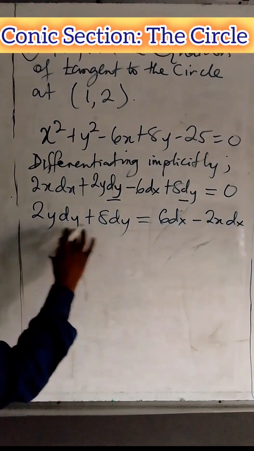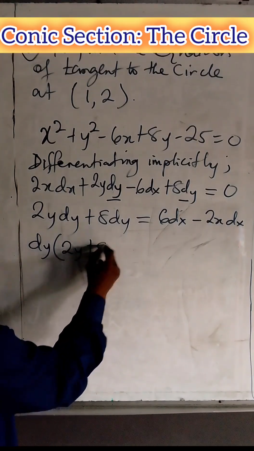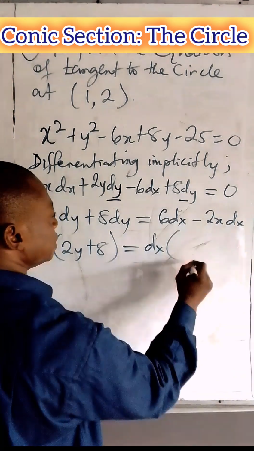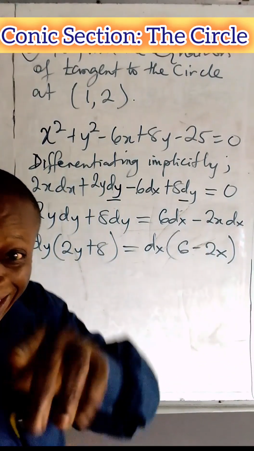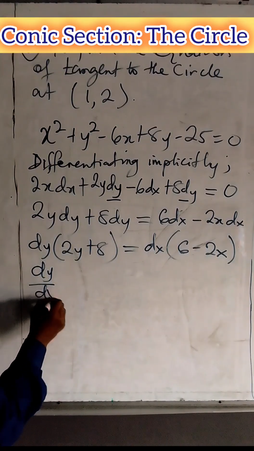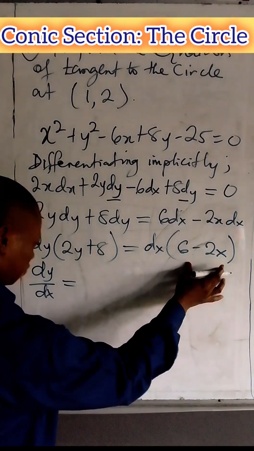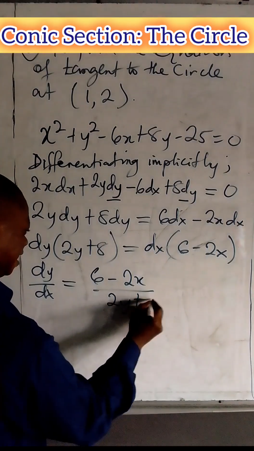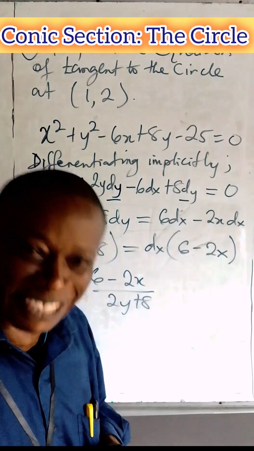Then factorizing each of the common terms, you have dy open bracket 2y plus 8 for the left. Then for the right, the x is common. You have 6 minus 2x. What we are interested in here is the gradient, which is dy dx. So dy dx: this will go to the bottom of this, and this will go to the bottom of this. We will now have 6 minus 2x over 2y plus 8. That is the gradient function, what we are going to use to determine the gradient of the tangent of that line.